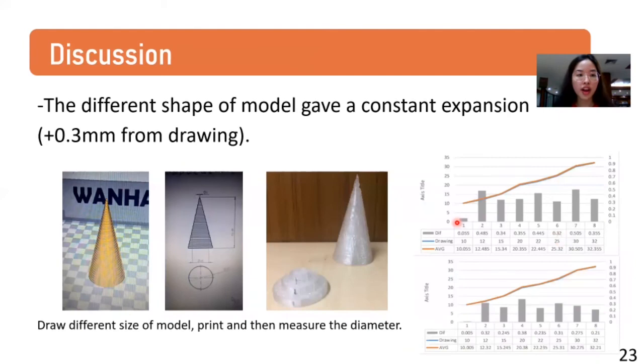In order to find out whether the expansion is constant for every dimension or not, we drew different shapes, printed them, measured the diameters, and plotted the results in a graph. And it was found that the models with different shapes showed a similar expansion of 0.3 millimeters from the drawing.